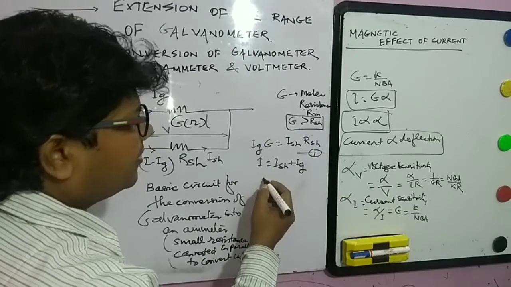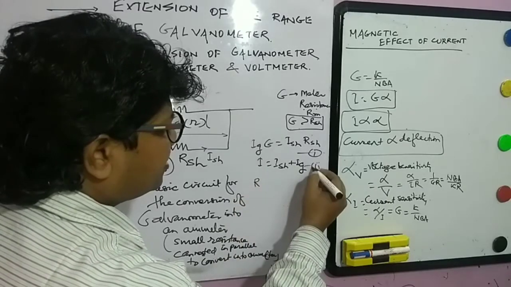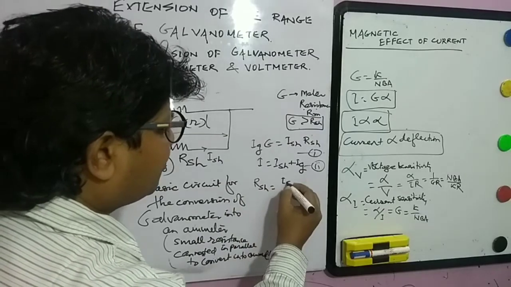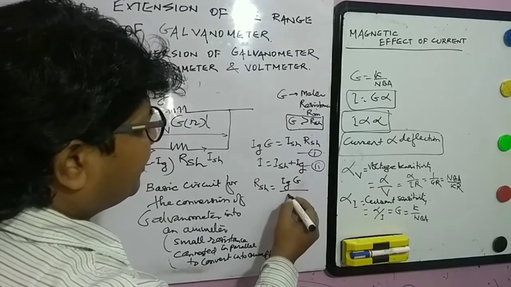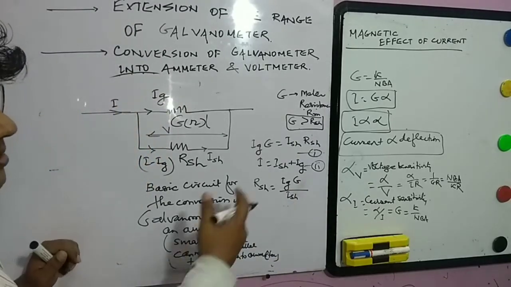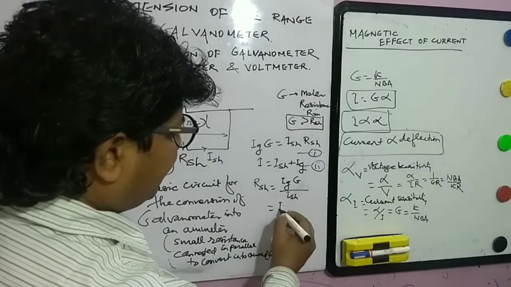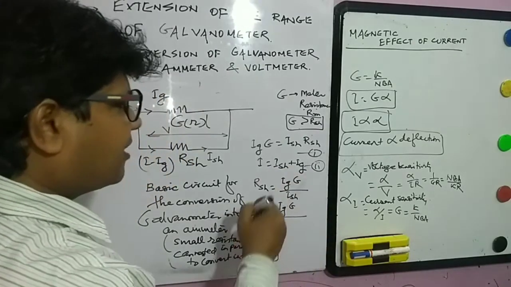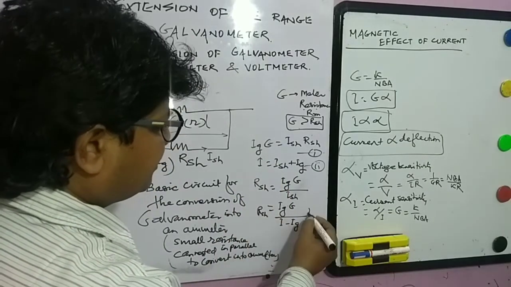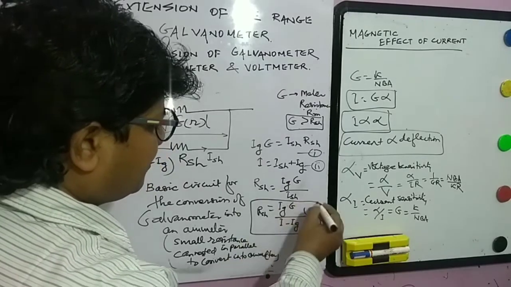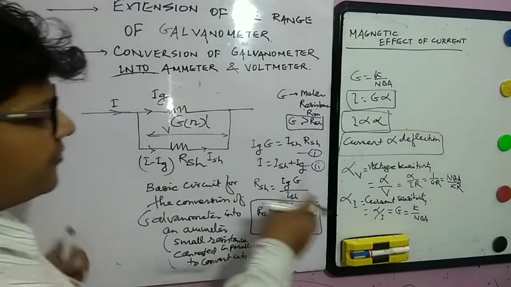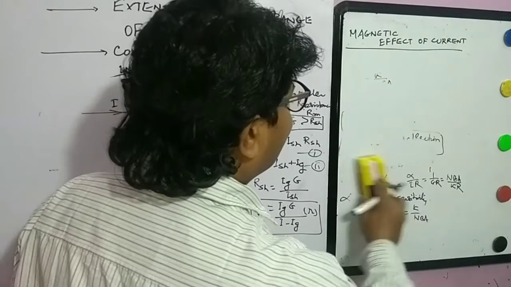We have to find out the value of RSH, this is our question number 2. So RSH will be equal to Ig into G divided by ISH. So we calculate: Ig into G divided by ISH, which is I minus Ig. So RSH is in ohm. Finish. This is the way we can convert a galvanometer into an ammeter.